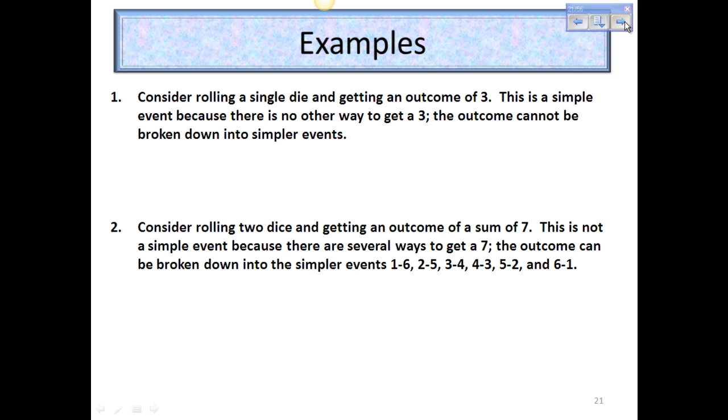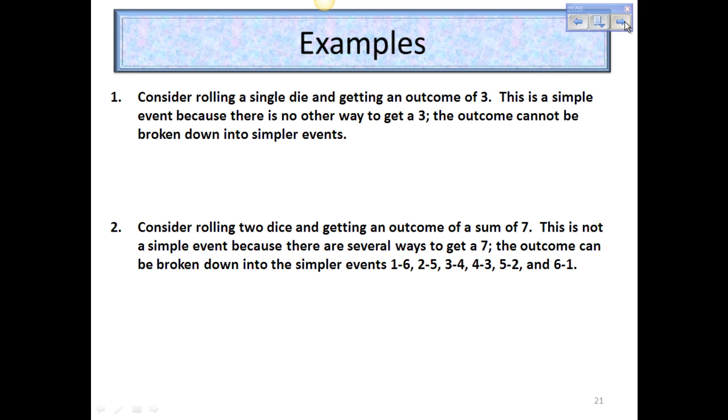So consider rolling a single die and getting an outcome of 3. This is a simple event because there is no other way to get a 3. The outcome cannot be broken down into any simpler events. Consider rolling 2 dice and getting an outcome of a sum of 7. This is not a simple event because there are several ways to get a sum of 7.